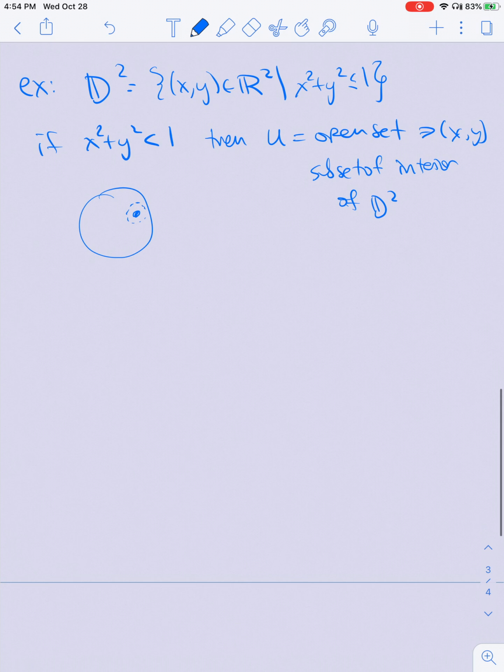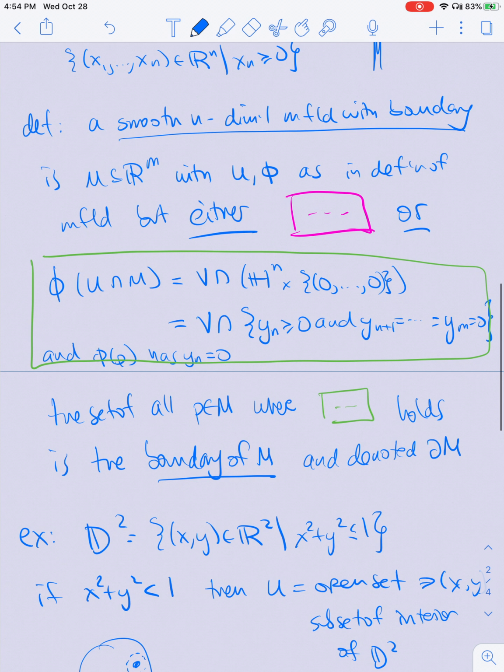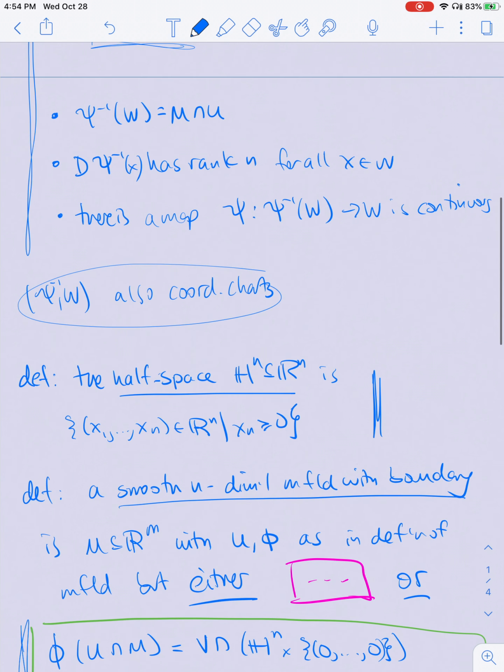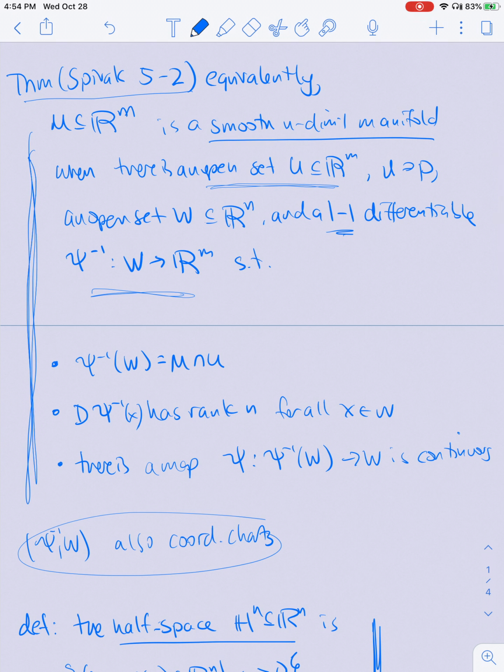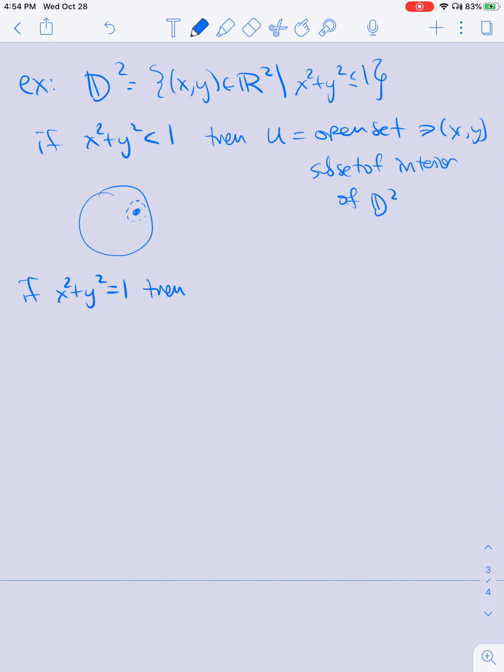But if x squared plus y squared is actually equal to 1, then we need to come up with a different type of coordinate chart. Instead of defining this coordinate chart directly using this condition, I'm going to use our alternate condition up here, because it's easier when I'm using polar coordinates. So I'm going to define phi inverse of theta rho to be 1 minus rho cosine theta, 1 minus rho sine theta.